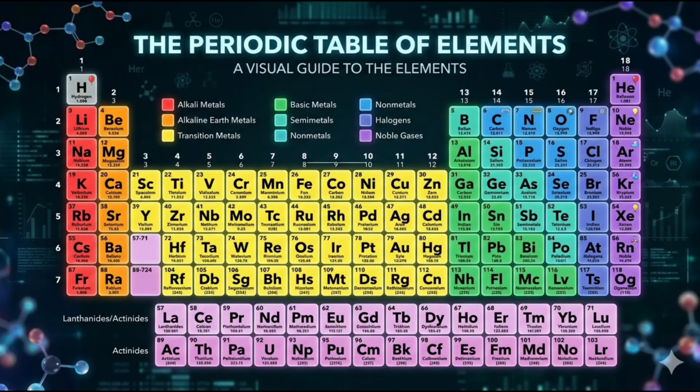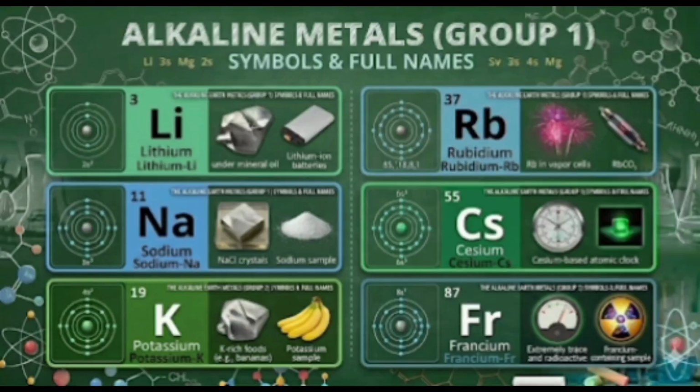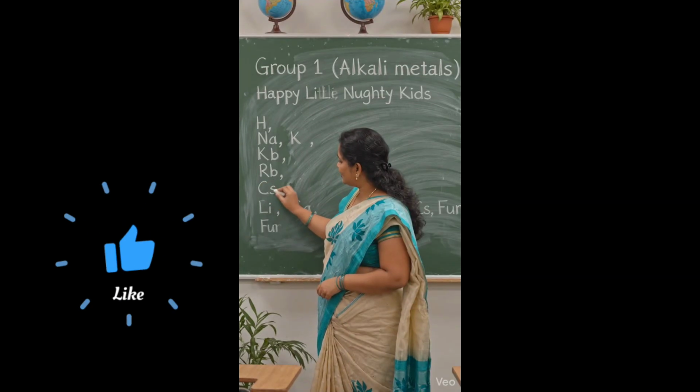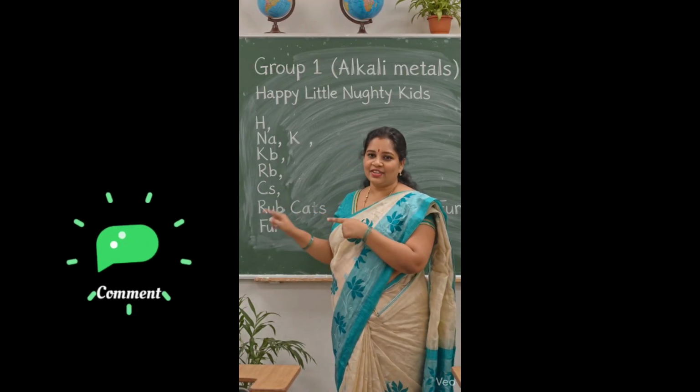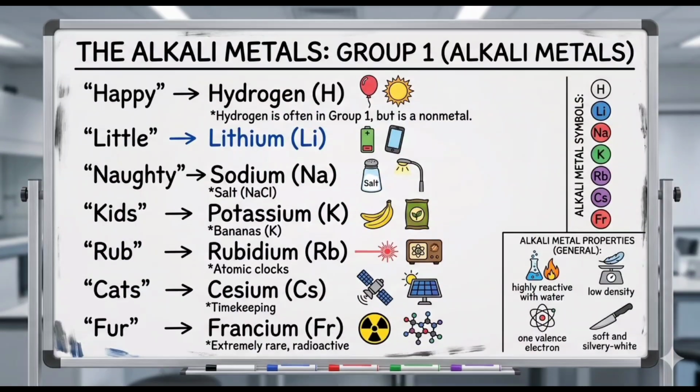First we will see group 1, alkali metals. Hydrogen, lithium, sodium, potassium, rubidium, cesium, francium are alkali metals. Look at the diagram. Lithium, sodium, potassium, rubidium, cesium, francium. These are alkali metals. To remember the alkali metals, group 1, here is a sentence.